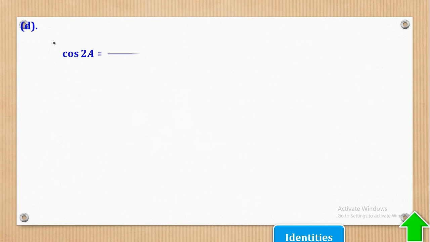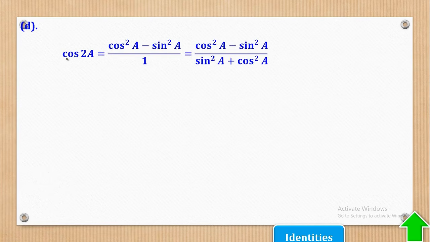So we start with part D. Cos 2A, we already saw in part C that cos 2A is equal to cos squared A minus sine squared A, and the denominator will be 1. So this one will be replaced with this identity of sine squared A plus cos squared A.